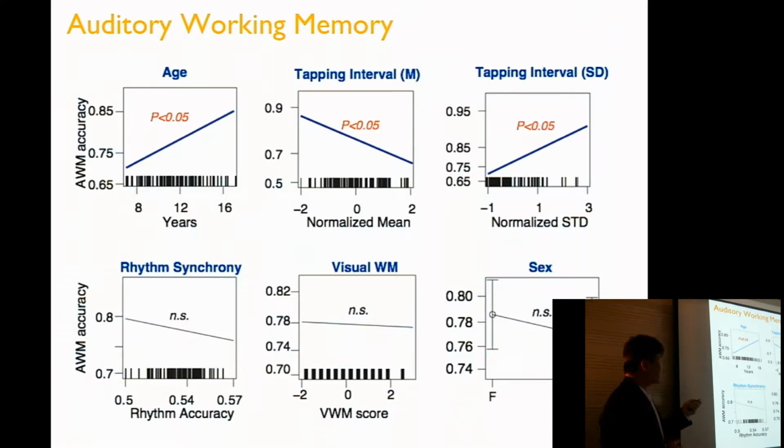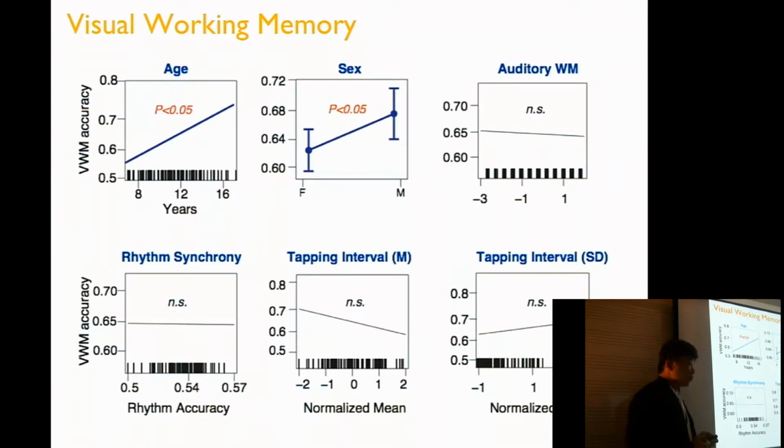And unlike the rhythm tapping interval, rhythm synchrony actually didn't predict their auditory working memory score at all. We also looked at the visual working memory score, given that both are in the working memory domain, but visual working memory didn't predict their auditory working memory performance. And there's no difference in sex. Okay?